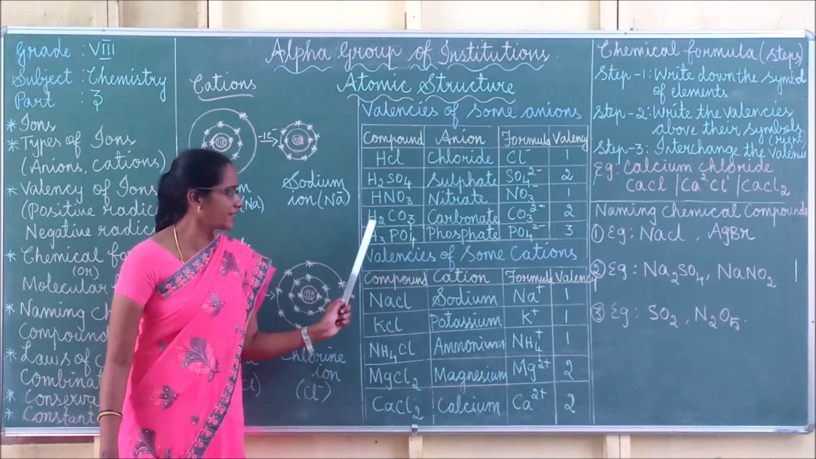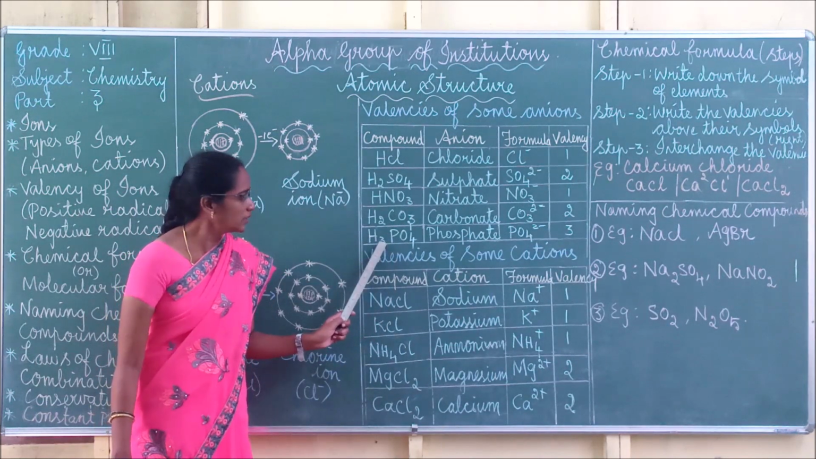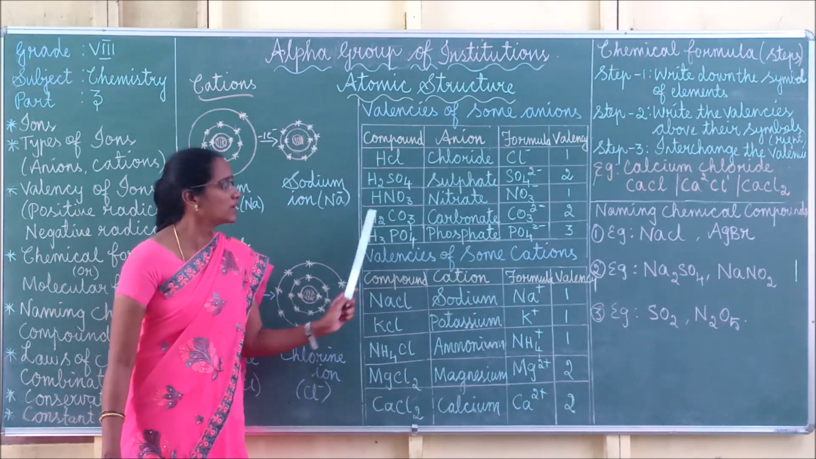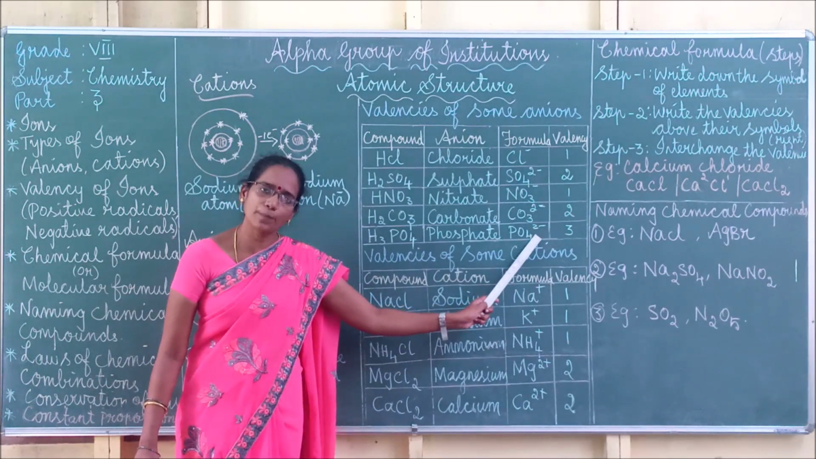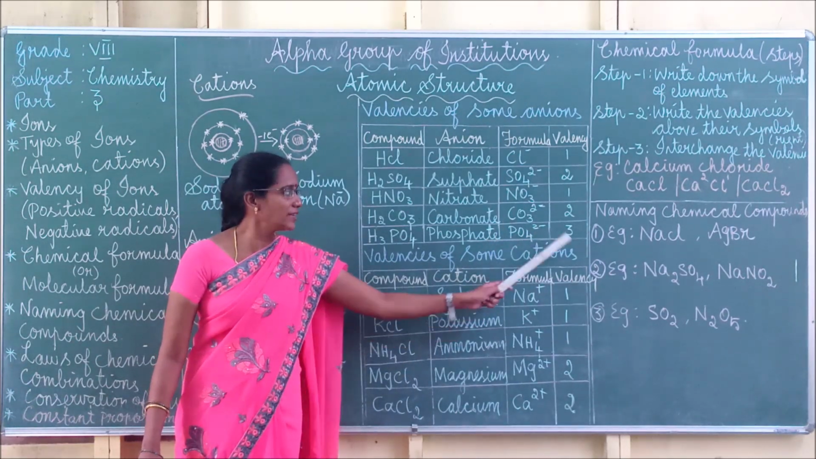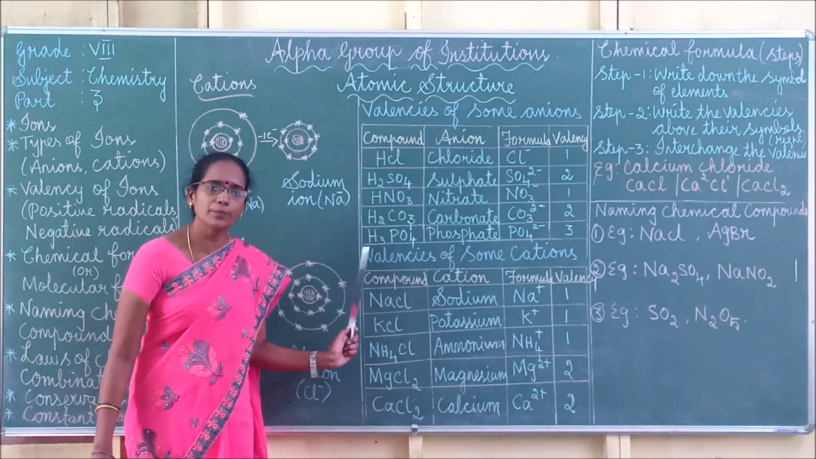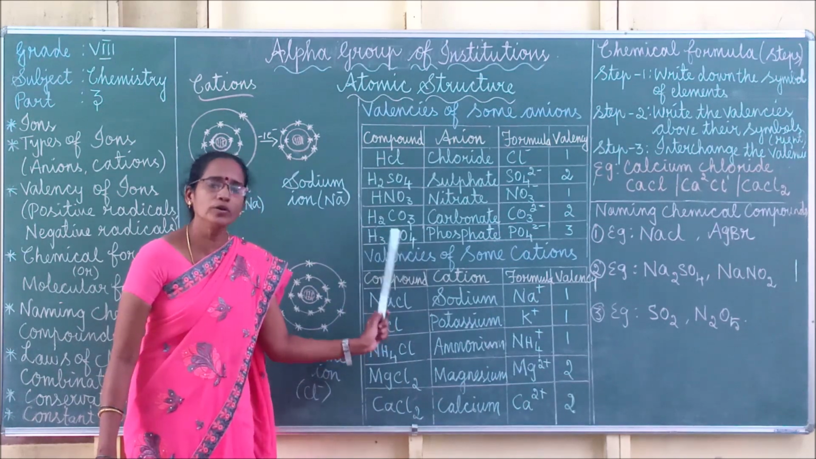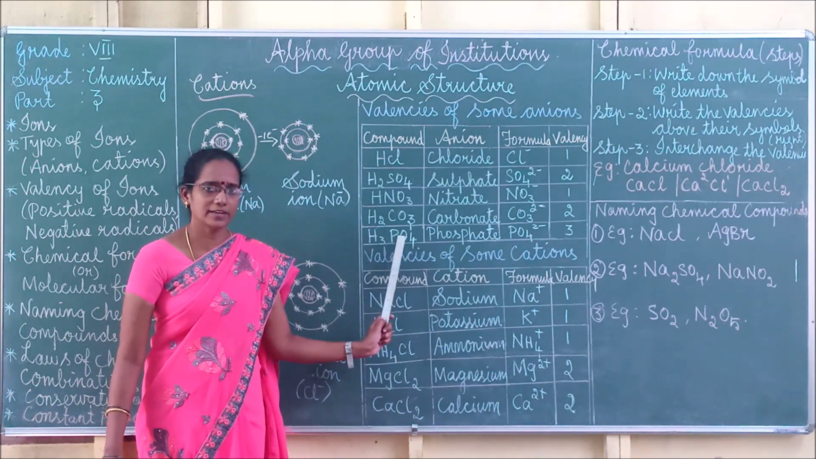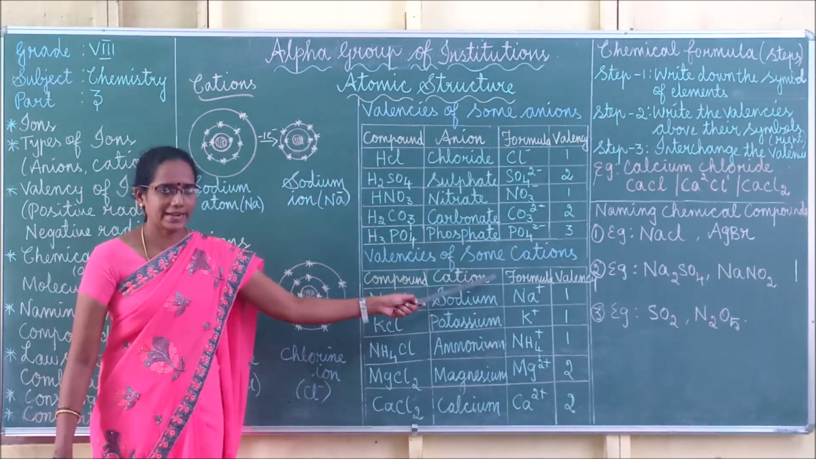Understood, children? Right. Next we can move to H3PO4. Here 3 hydrogen atoms combine with PO4 3-. This is nothing but the phosphate ion, and the valency of the phosphate ion is 3. Why? Because this phosphate combines with 3 hydrogen atoms and forms the compound phosphoric acid. Understood, children? Like that we have to calculate for cations.